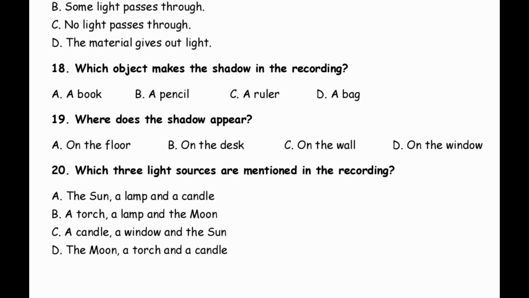Number 19. I put the book between the lamp and another surface. A dark shape appears. Listen carefully. Where does the shadow appear?